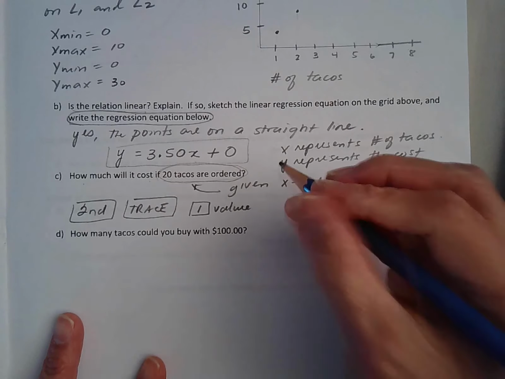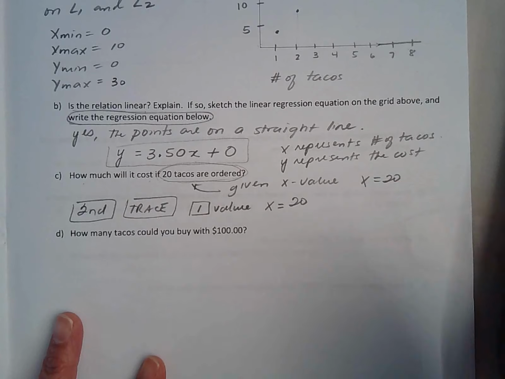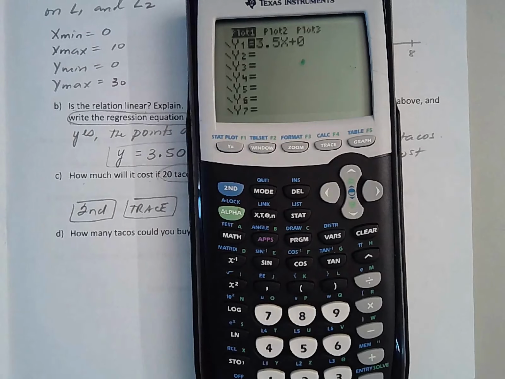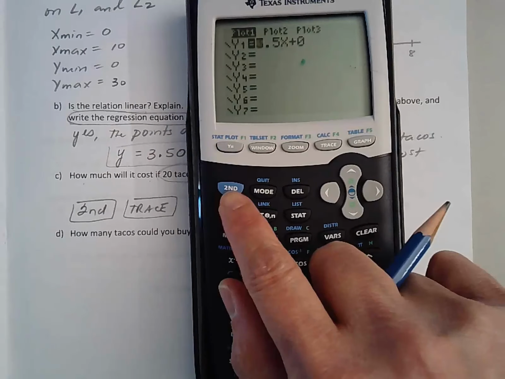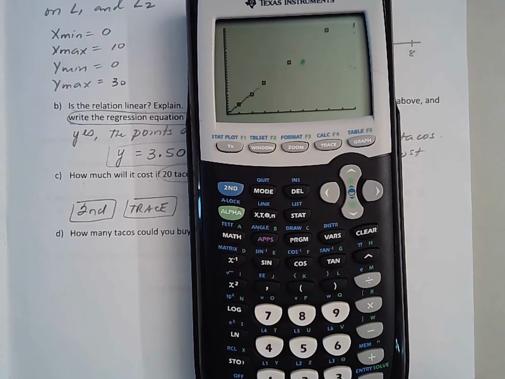Okay, and we're gonna type in x equals 20. I can foresee something happening in here, but let's go ahead. Second function, trace, 1 for value, on the window, and then it says 20. And then it says error.